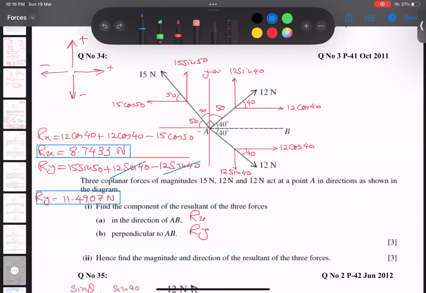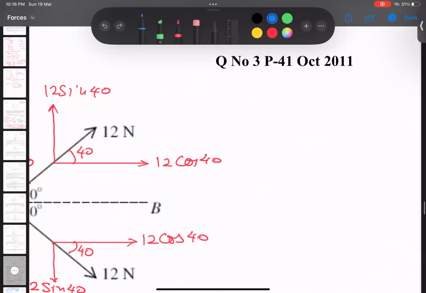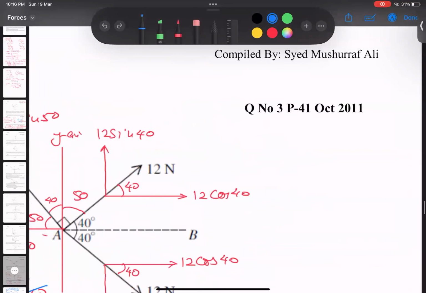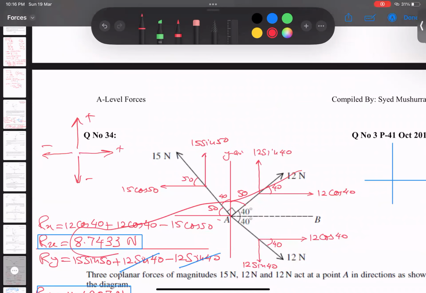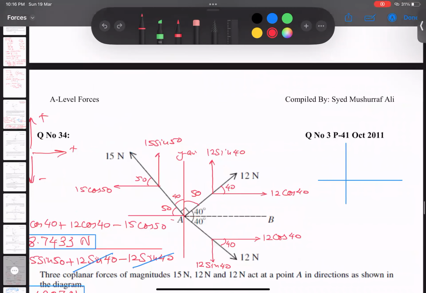And I said many times, for that reason, I will make a new cross. Okay, wait a minute. I'll make a new cross like this. You know it very well. What is Rx? Check it. Is it positive or negative? If it's positive, I will make it right side. If it's negative, I will make it left side. So the point is very clear, 8.7433.